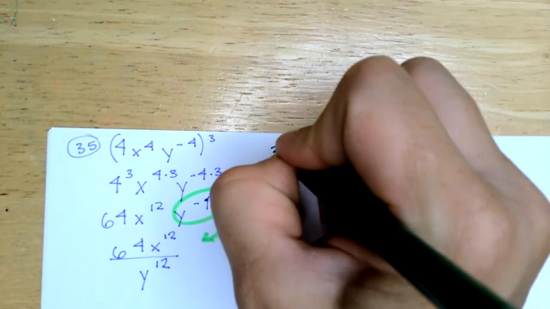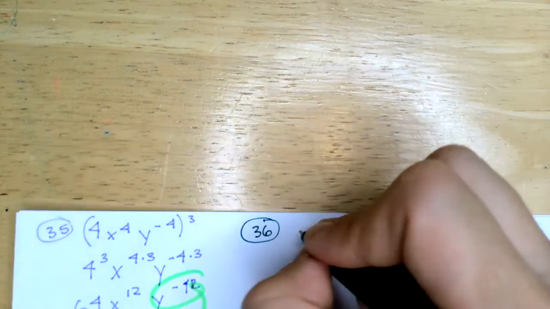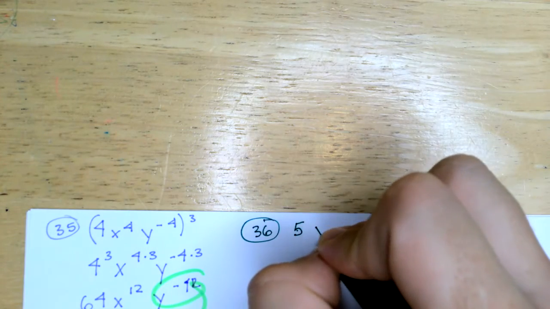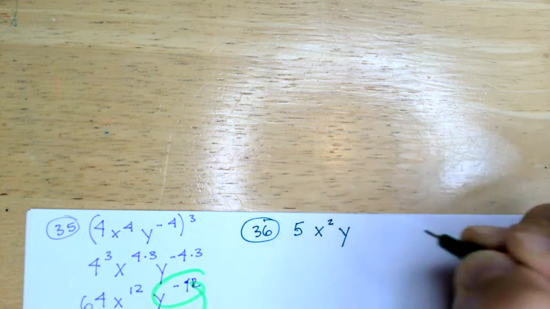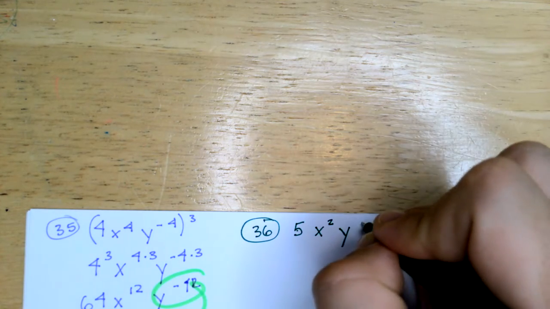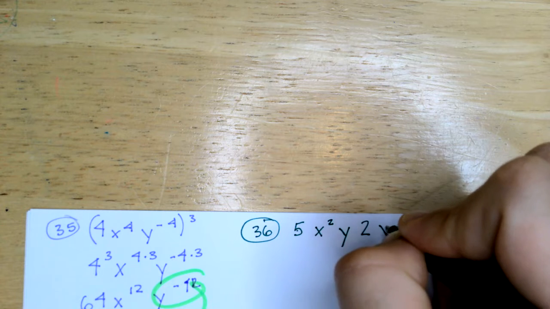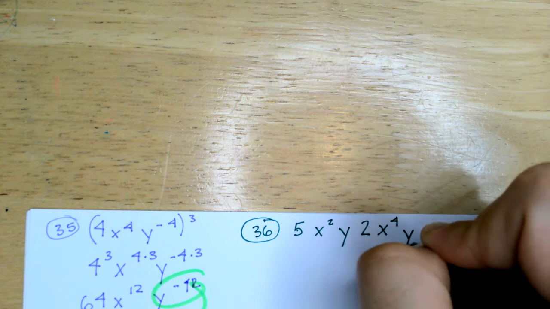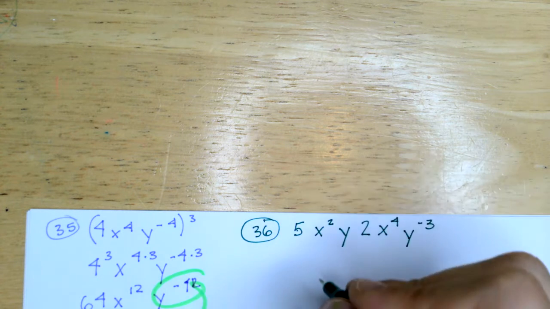$36. I have 5 times x squared times y. So anytime they're next to each other, that just means multiply, right? Times 2 times x to the 4th times y to the negative 3rd. So I'm just going to combine like terms.